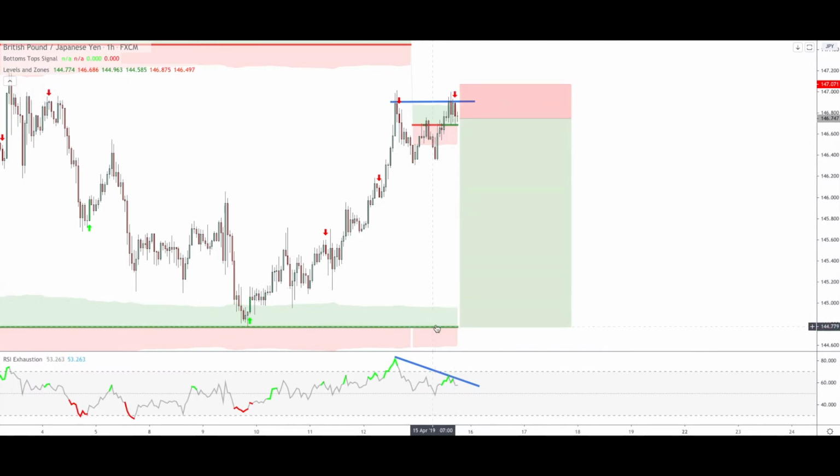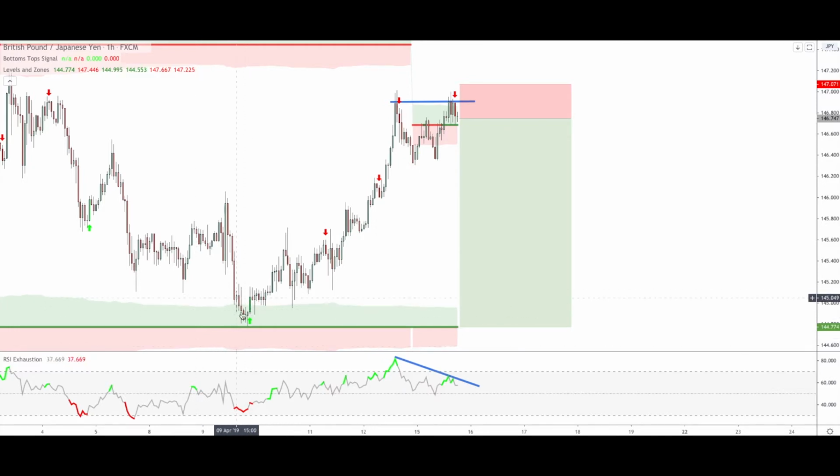Why? Because when these support and resistance lines appear, they are displayed by the levels and zones. So these are levels which are either support or resistance, and each level has a buy zone or a sell zone. Depending on your strategy, of course, you can take advantage of these buy and sell zones.